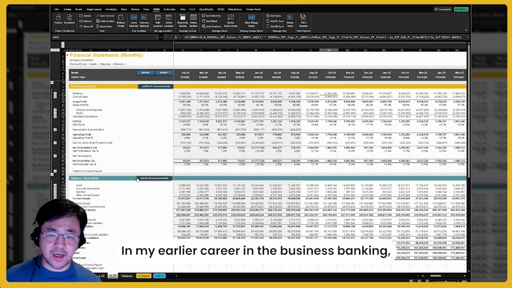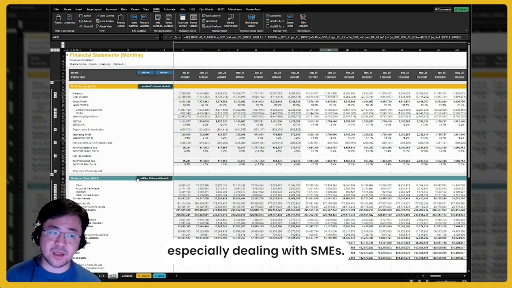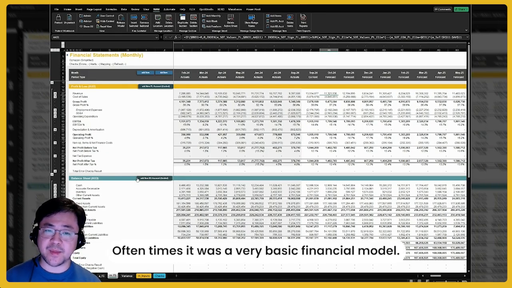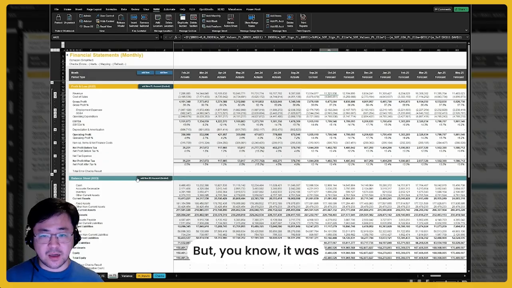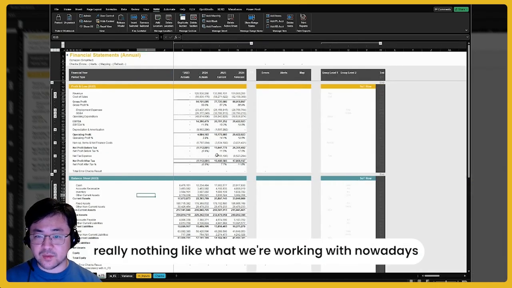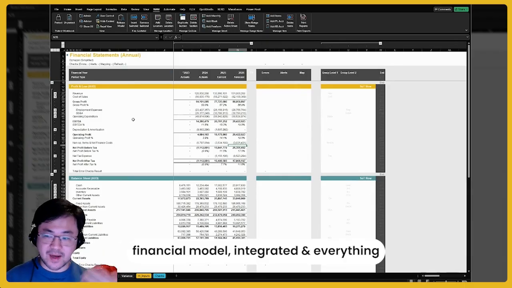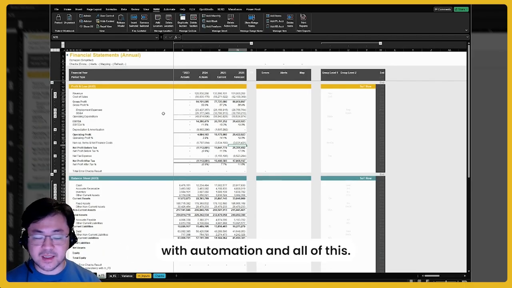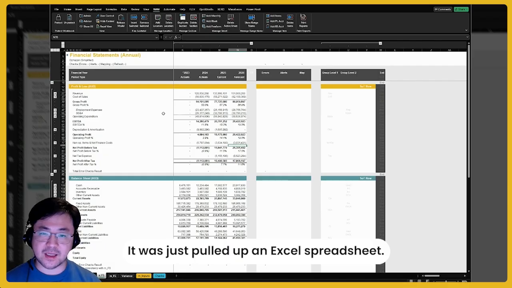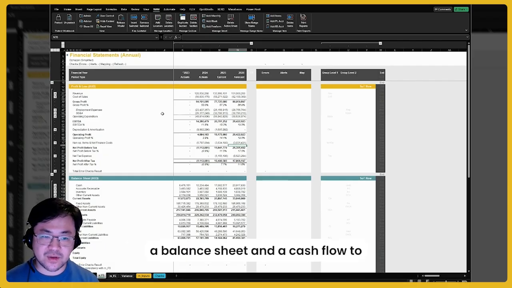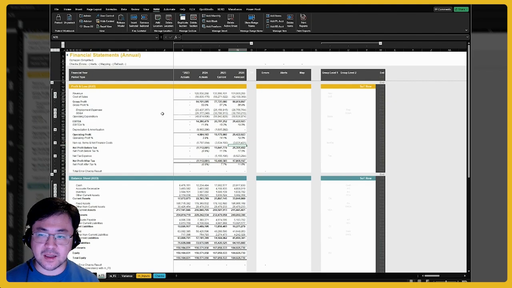In my earlier career in the business bank, especially dealing with SMEs, oftentimes it was a very basic financial model. It was really nothing like what we're working with nowadays, where we're looking at full three-way financial models, integrated everything with automation and all of this. I just pulled up an Excel spreadsheet and tried to create a P&L, a balance sheet, and a cash flow to mirror the business, and that's how it all began.